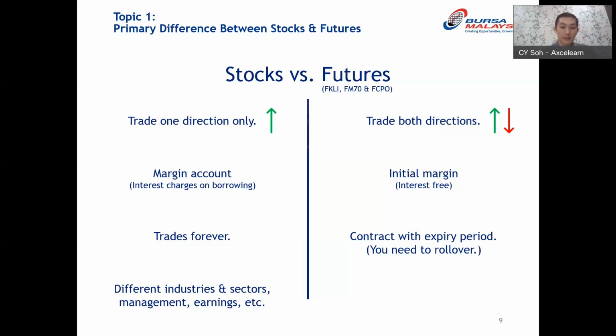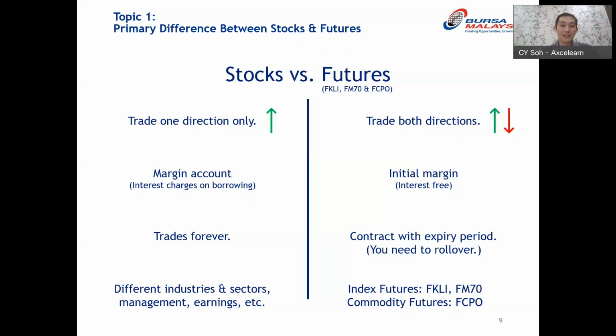Whereas for the futures market, it is actually very simple. We have three products only. We have index futures, which are the FKLI and FM70, where you just need to know the general market direction only. Where is Malaysia's economy heading towards? And the next futures product is the commodity futures, which is the FCPO, crude palm oil futures. This is actually based on real demand and supply. So you don't have to worry about which plantation you need to invest in, or whether the FCPO is well managed, or whether FCPO has earnings or not.